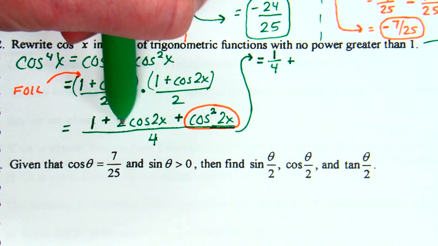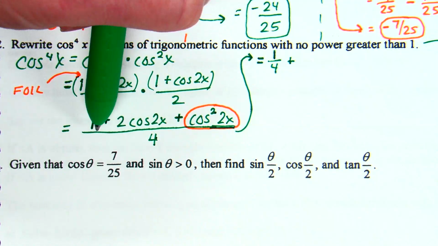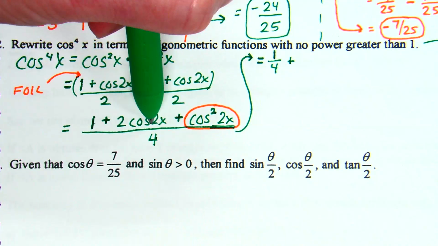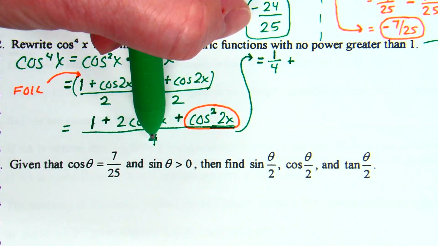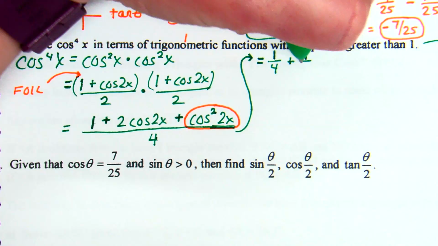Thoughts? If it's 2 cosine 2x over 4, divide the front, the coefficient, by 2. The cosine 2x stays as is. So what do you know about 2 over 4? Out front? It's 1/2. So I'm going to write this as 1/2 cosine 2x.